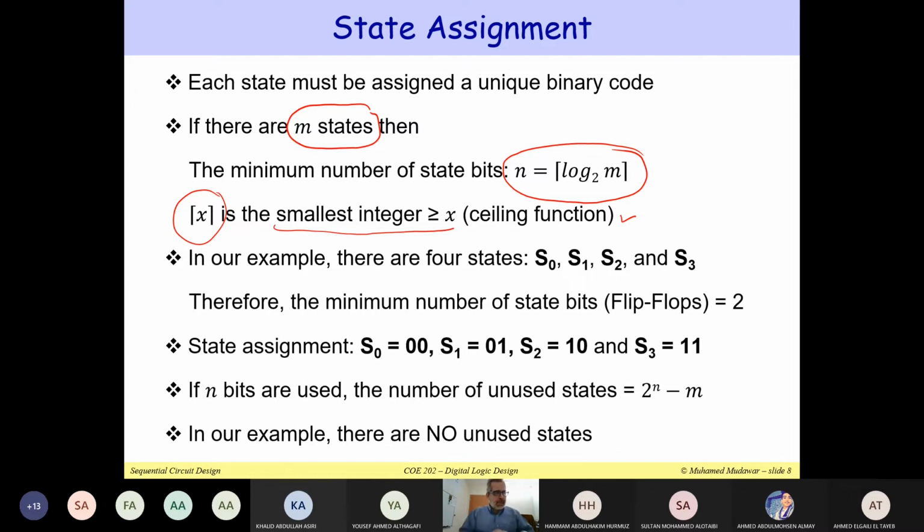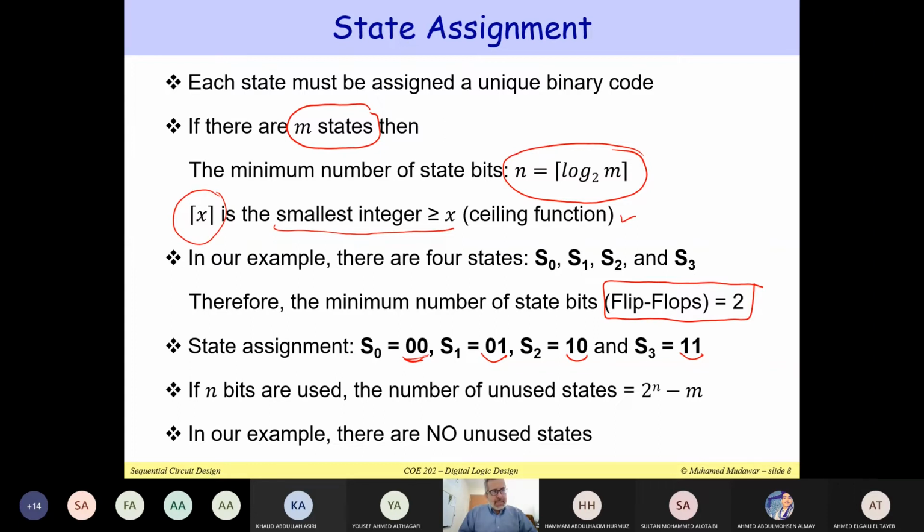So you can number these states. You can give them a binary code. State S0 is represented by 0, 0. S1 will be 0, 1. S2 will be 1, 0. And S3 is equal to 1, 1. So this is the state assignment. We're assigning a unique binary code to each one of these states. And the minimum number of flip-flops is equal to 2. So I need 2 flip-flops. Notice that we have 2 bits. Each bit is stored inside a flip-flop. So we have 2 bits, and therefore I need 2 flip-flops.